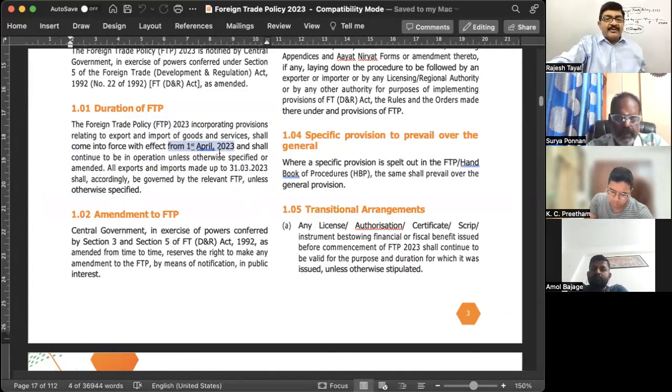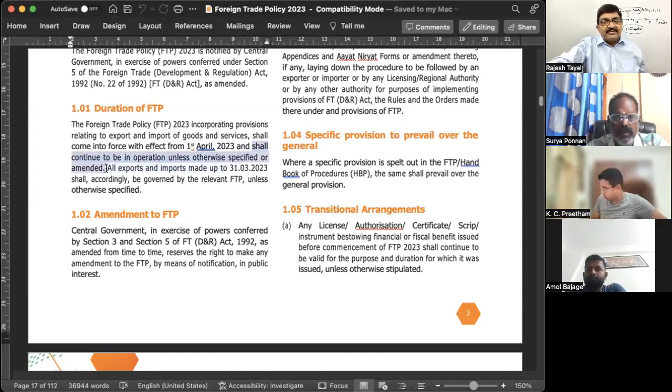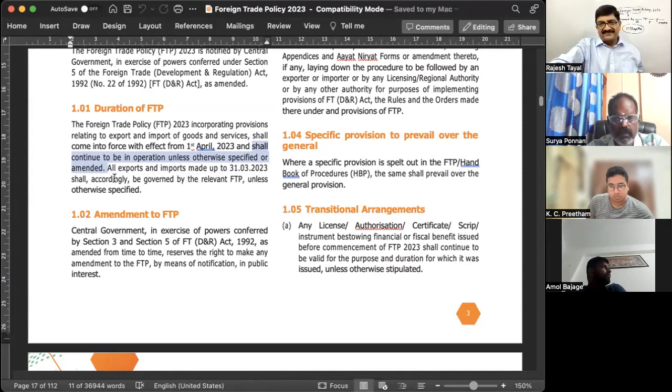And how long will it be operational? It shall continue to be in operation unless otherwise specified or amended, which means no fixed validity period. Even after 20 years, 30 years, you may refer to foreign trade policy 2023, but that will be amended on a year-to-year basis. So instead of bringing the new policy every time, relevant amendments will be incorporated.